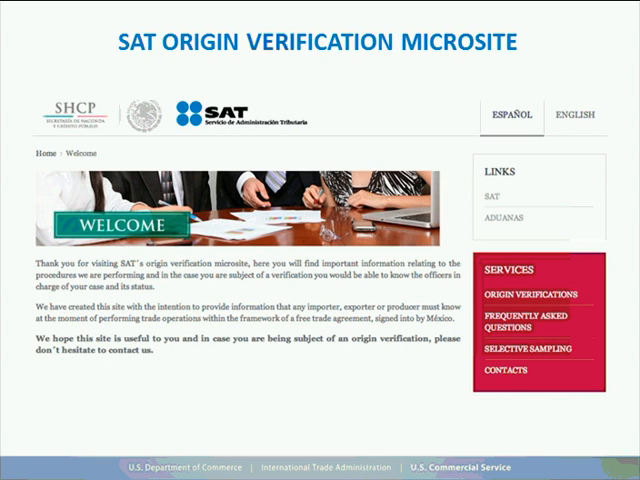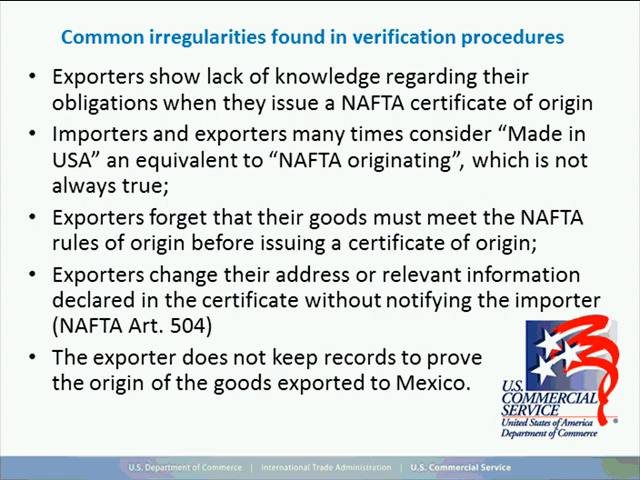So, what are the common irregularities found in these verification procedures? Exporters show lack of knowledge regarding their obligations when they issue a NAFTA certificate of origin. Importers and exporters many times consider made in the U.S. as an equivalent to NAFTA originating, which is not always true. Exporters forget that their goods must meet the NAFTA rules of origin before issuing a certificate of origin. Exporters change their address or relevant information declared in the certificate without notifying the importer. The exporter does not keep records to prove the origin of goods exported to Mexico.